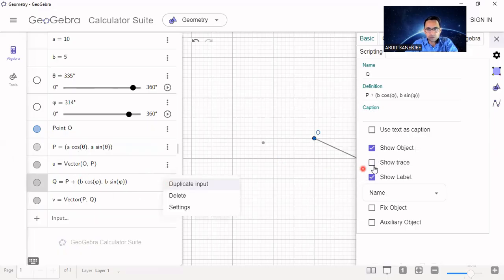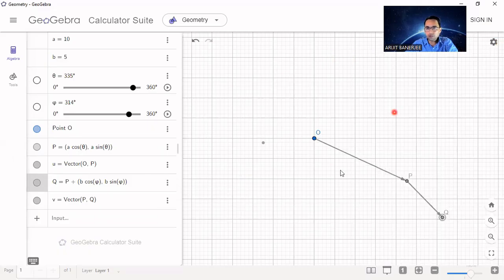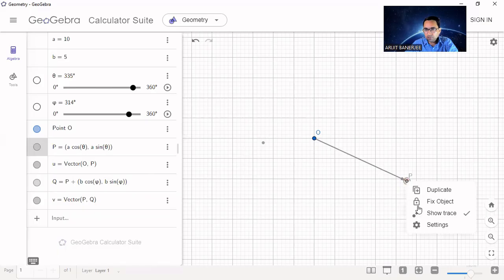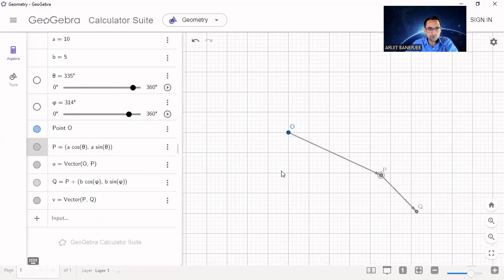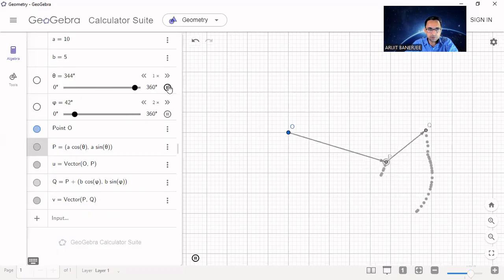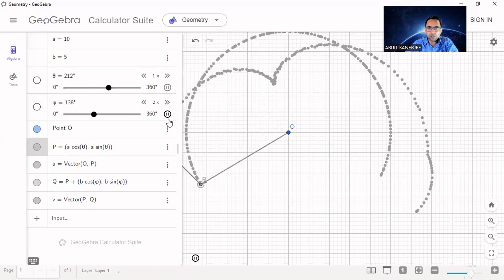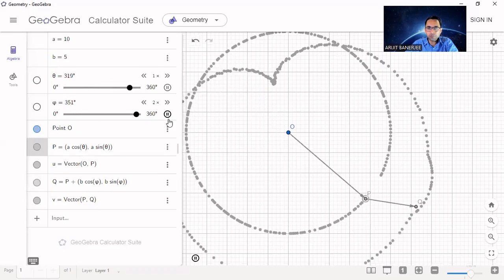For Q also I can do the same thing, show trace, or you can do it from point Q itself just by clicking on this and then clicking on the three dots, show trace you can select, or you can simply right click on this and select show trace. So by any of the three methods you can select the show trace option. Now you see what happens. So the locus or the trajectory of point P and Q can be seen.